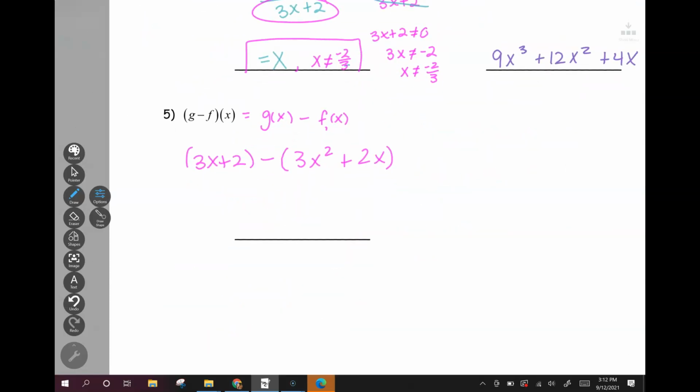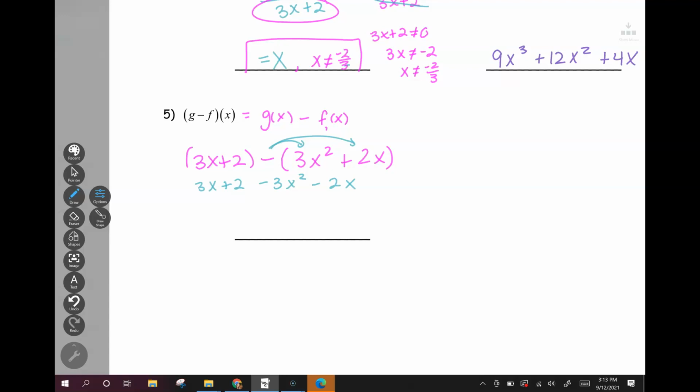Notice I put those in parentheses. That is important because otherwise we're highly likely to forget to distribute this minus there. So when you plug something in, we always put it in parentheses so we don't forget something like that, where you need to distribute that minus sign. Okay, so that gives me 3x plus 2 minus 3x squared minus 2x.